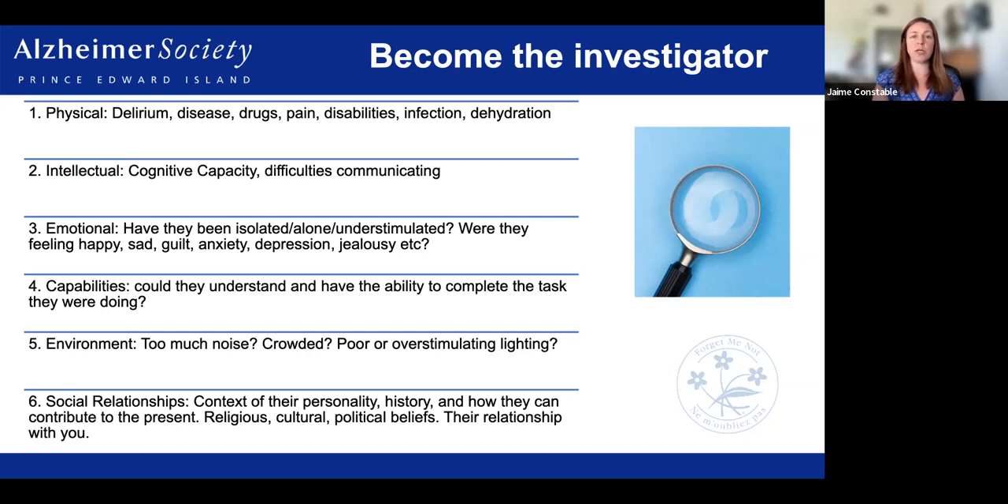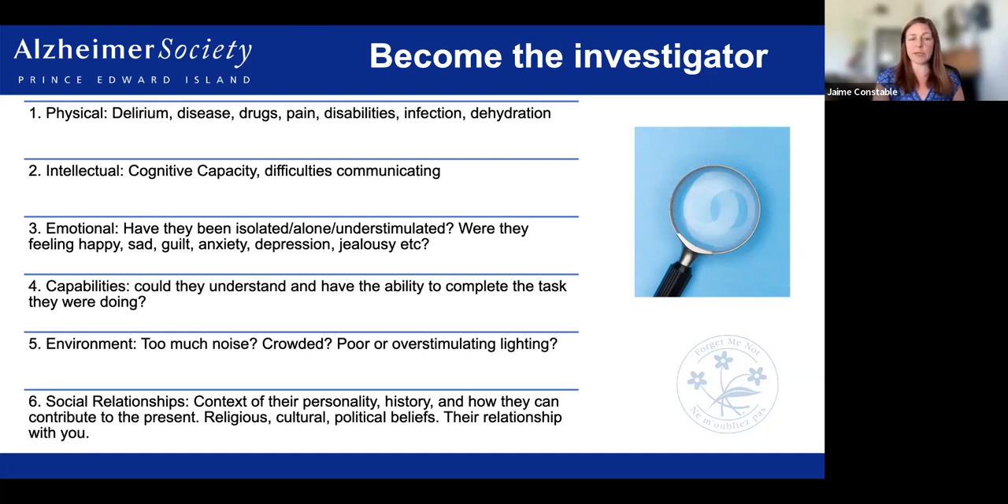When we're thinking about intellectual and we're looking at what happened right before, were they asked to do something that was beyond their current cognitive capacity, or were they having difficulty communicating something? Emotional is, have they been isolated, alone, or understimulated? So a person living with dementia needs to be engaged in life, in meaningful activities. They need a certain amount of stimulation. And again, the other side of that is, were they overstimulated? Was there too much noise? That's kind of an environment, but maybe, are they tired? Have they been doing too much in that day? And then looking at, were they feeling happy, sad, guilty, anxiety, depression, jealousy? All of these emotions are still present for a person living with dementia. And so doing that assessment on what was happening before the behavior can point to why it happened.